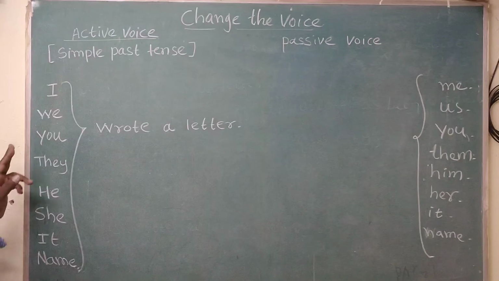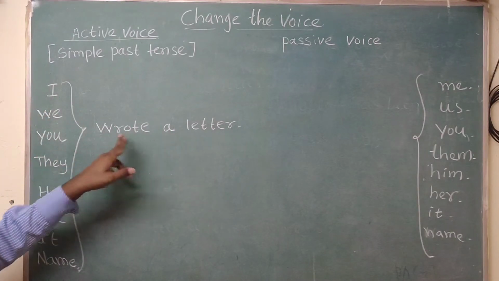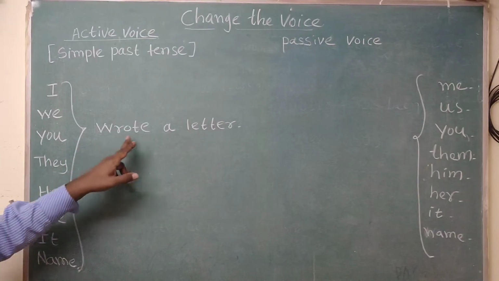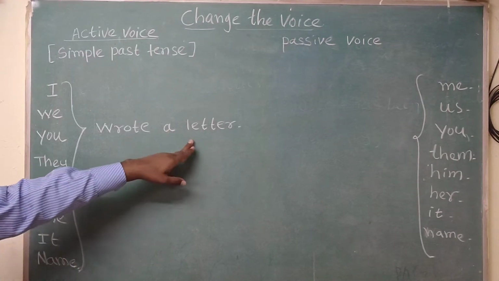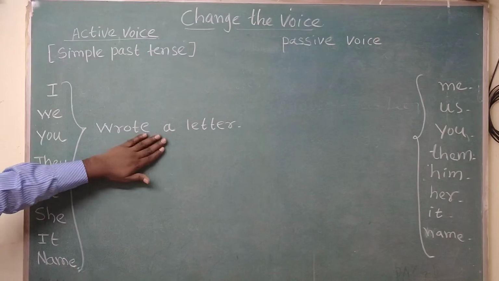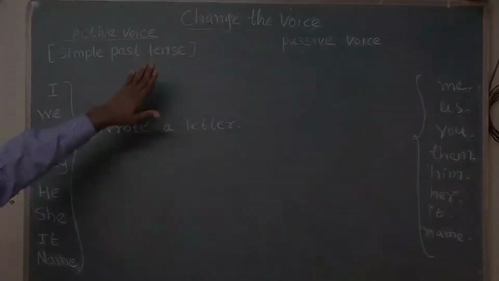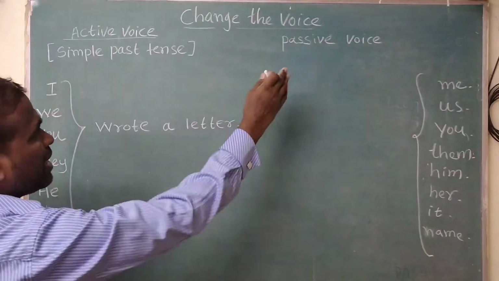Now what will be the sentences? I wrote a letter, we wrote a letter, you wrote a letter, they wrote a letter, he wrote a letter, she wrote a letter, it wrote a letter, name wrote a letter. Now how to convert this simple past tense sentence into a passive voice? Now we'll see how to convert these sentences into a passive voice.